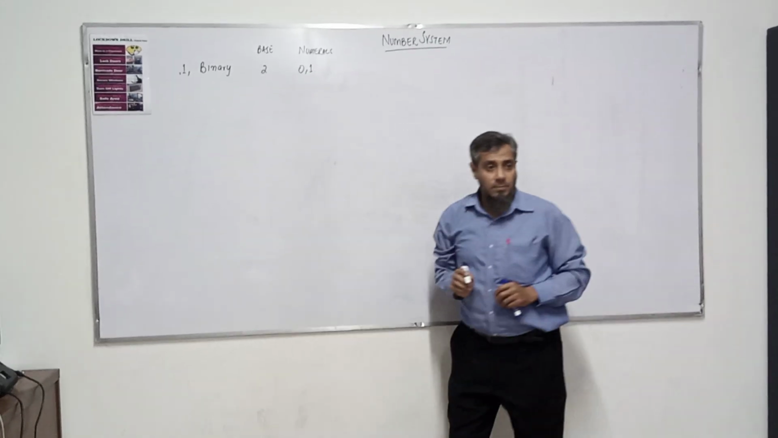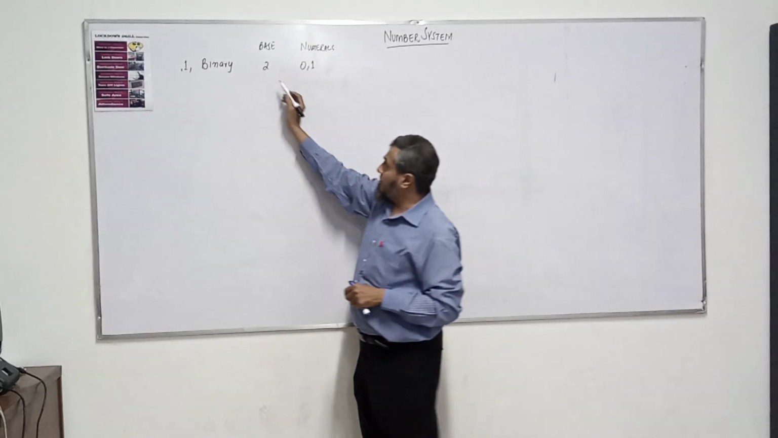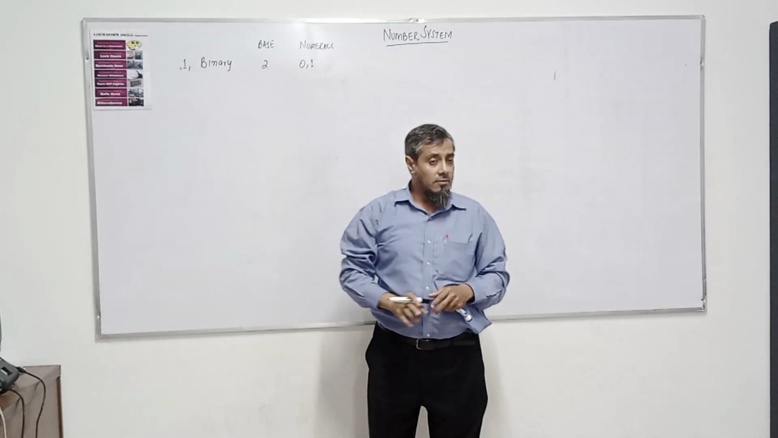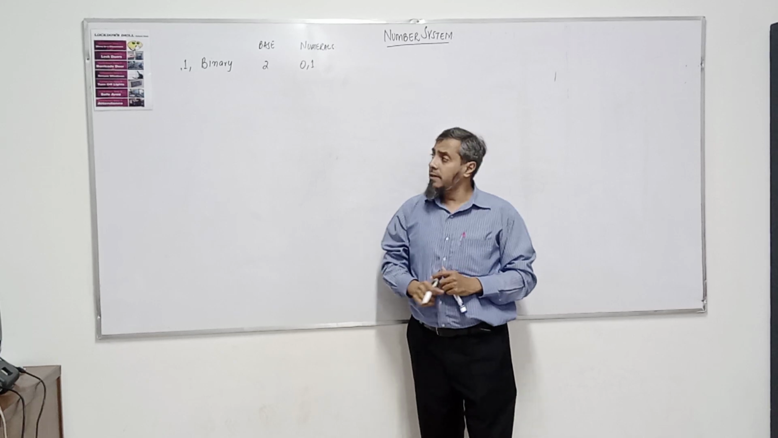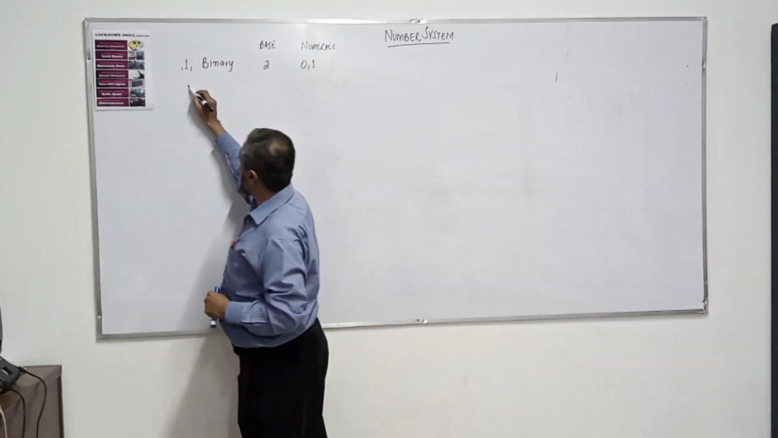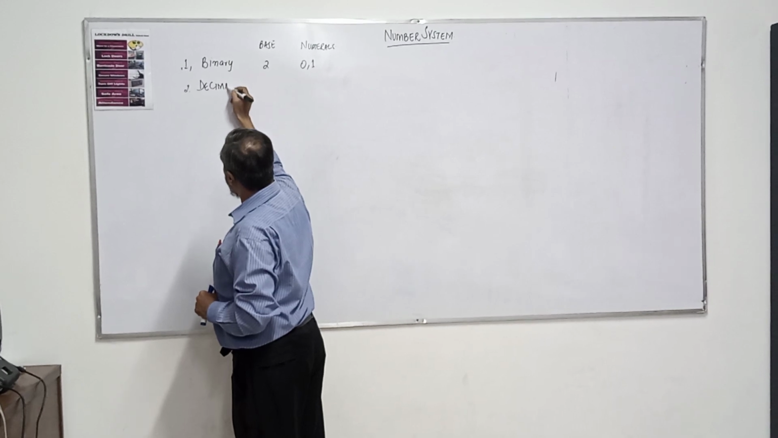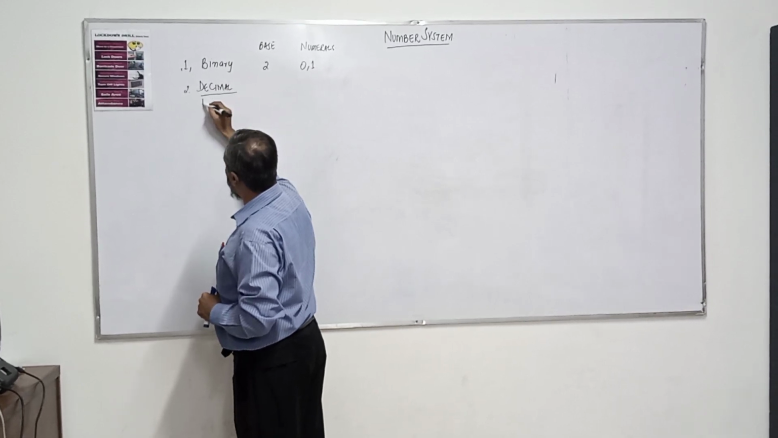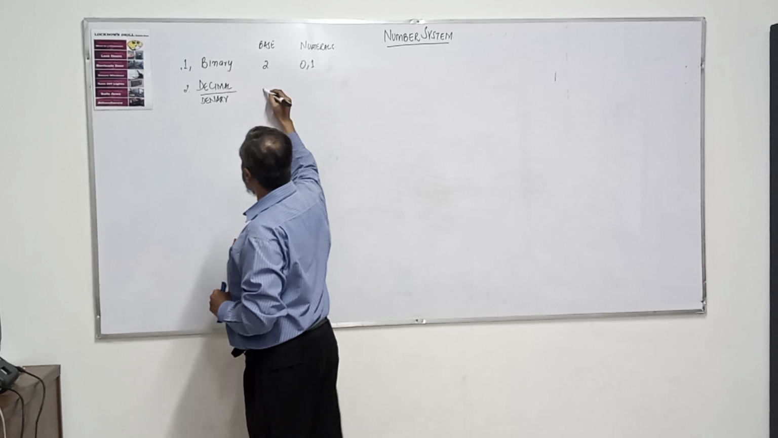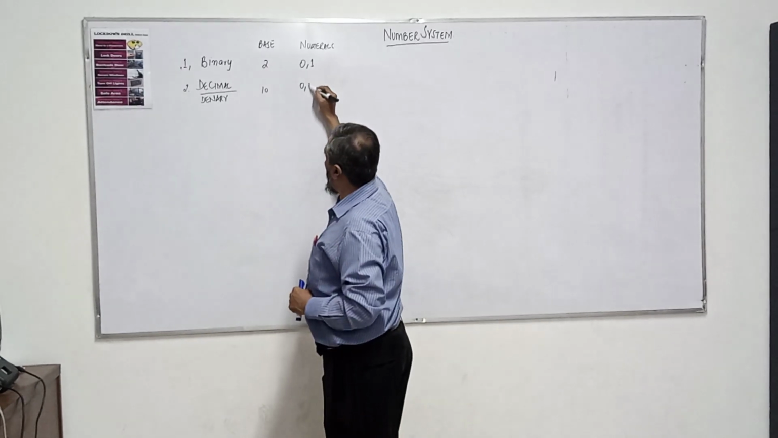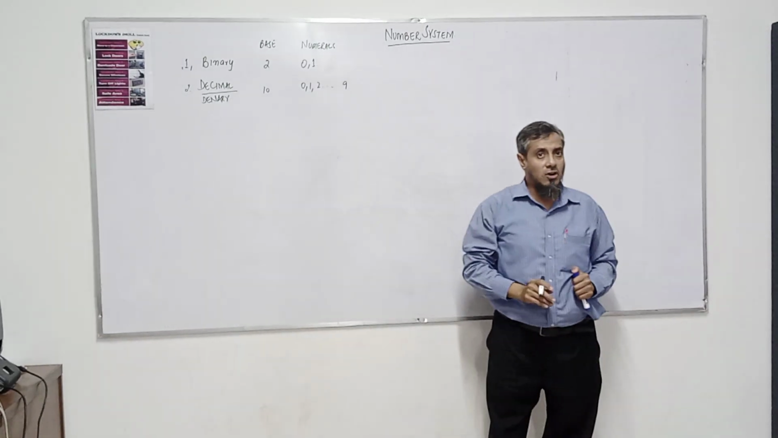It means for the binary number system, two values are valid, and the base represents which number system this value belongs to, right? Next, the second number system is called decimal, or it is also called denary. It has a base 10 and the values from 0 till 9 are valid for this number system.